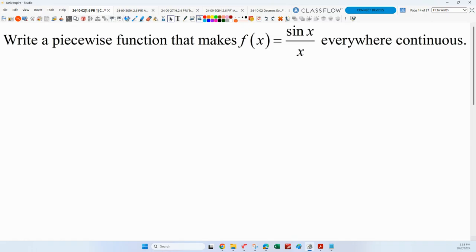At 0, okay. The function is discontinuous at 0, so I need to write a piecewise function that defines a value at 0, right? Because that's where we have a gap in this thing.